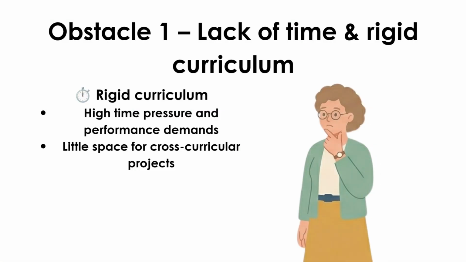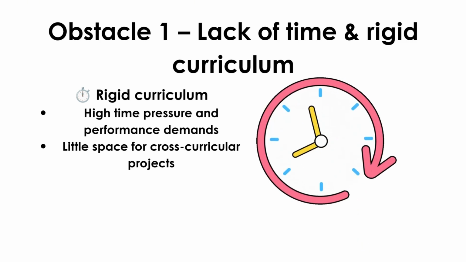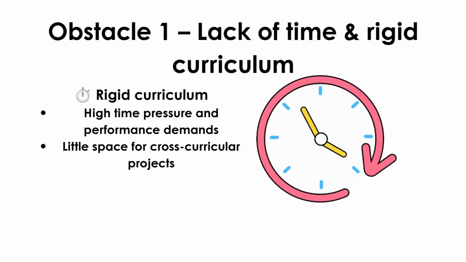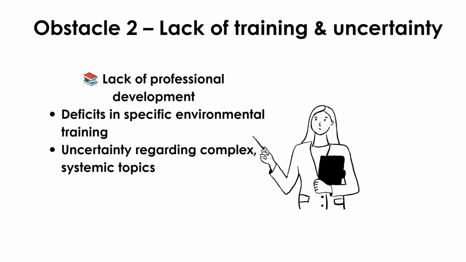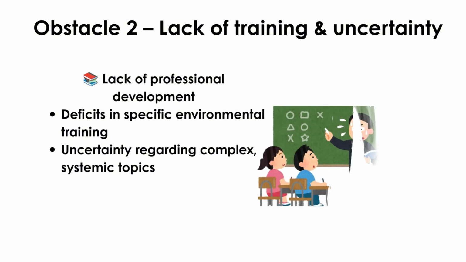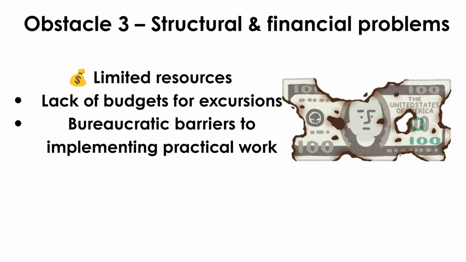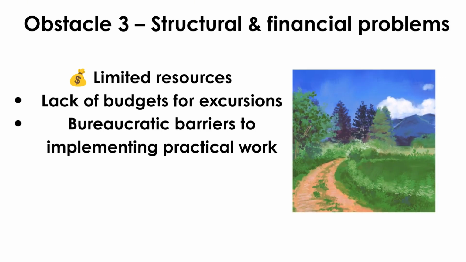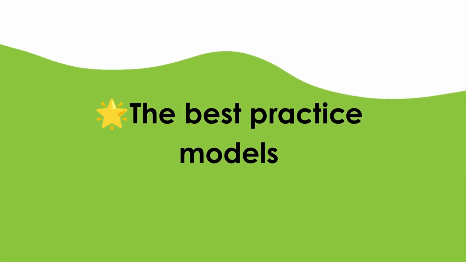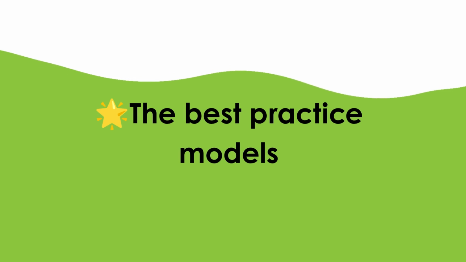The biggest barrier is the rigid curriculum. Due to enormous time pressure, cross-disciplinary projects are often neglected. In addition, there is often a lack of specific training. Many teachers feel uncertain about teaching complex environmental topics systemically. A lack of resources, such as missing funds for field trips into nature, also slows down practical implementation. How can sustainability be successfully implemented despite all hurdles?